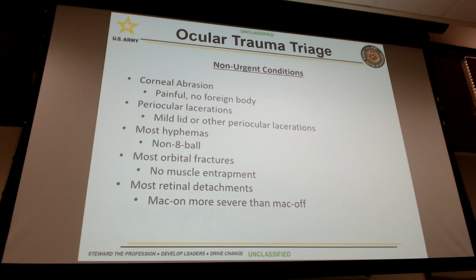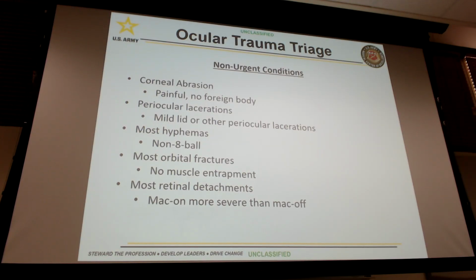So it's like an abrasion without any foreign body. Okay, other types of periocular lacerations. So if you get a lid lac on the superior lid or something up here by the brow, that's not super urgent. You guys are well within your wheelhouse to throw some sutures in there. Most other hyphemas, so we're thinking non-8-ball. So if you can see any part of the iris behind, any part of the colored part of the eye, then that's not an 8-ball hyphema.